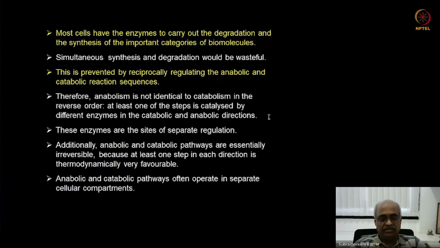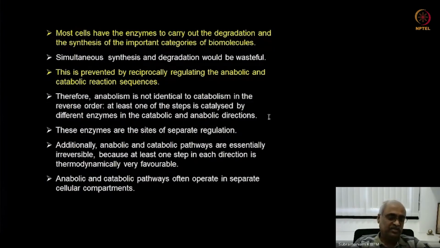And that is one. And second, at least one step in either one of the two directions is thermodynamically very favorable. Means the net synthetic reaction, the whole pathway, or the catabolic pathway, the opposite, the net pathway is thermodynamically not a reversible sequence. Okay, one is more energetically favored than the other one. So therefore you are going to have a kinetic control over the total pathway. Individual reactions may be reversible, but in the end a whole pathway is going to be unidirectional.